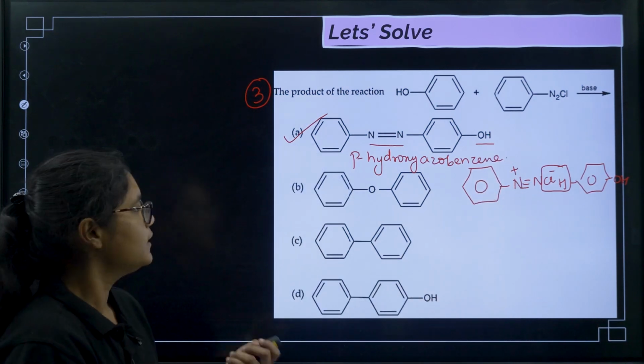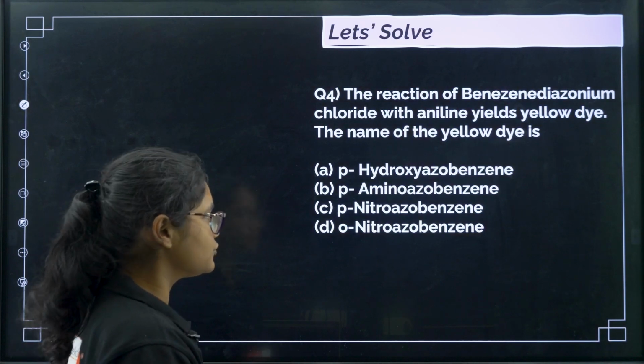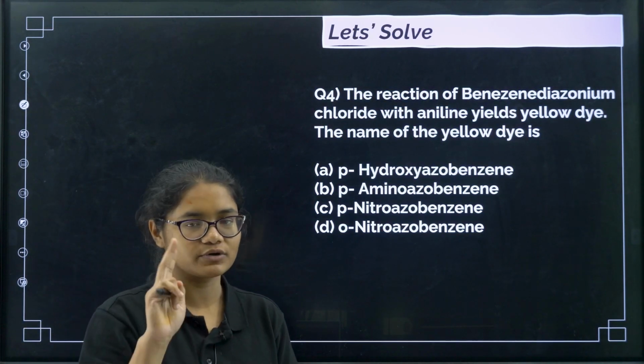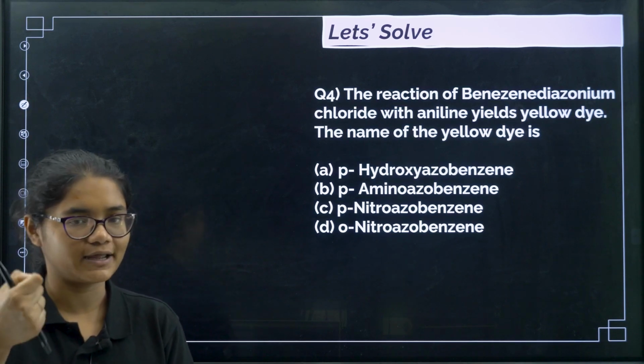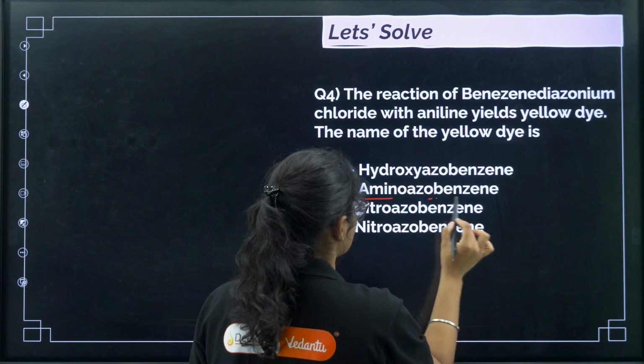Right? Clear? Fine. Next, coming to question number 4. The reaction of benzene diazonium chloride with aniline yields a yellow color dye. We have just seen there are two coupling reactions. One is orange dye, another is yellow dye. The name of the yellow dye is para-amino azobenzene.